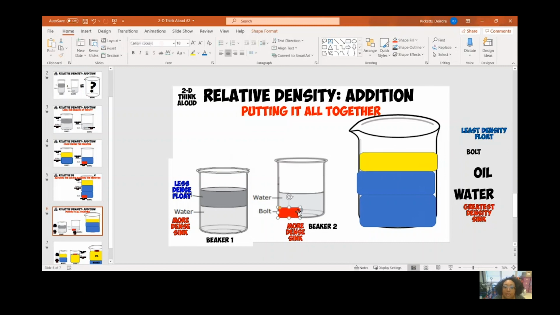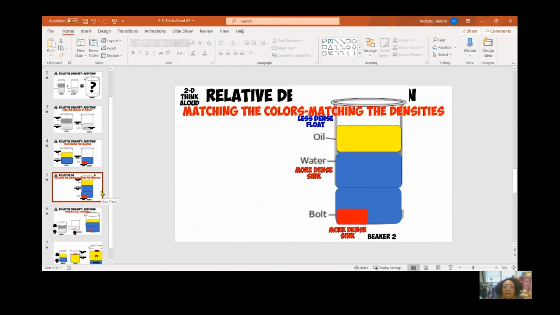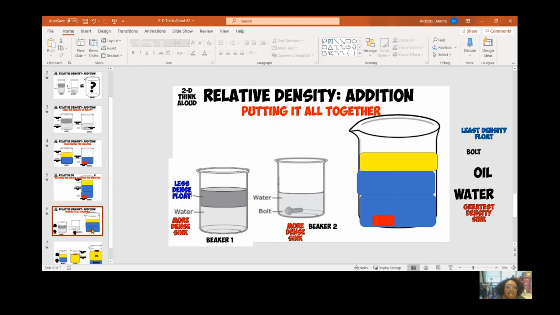Then, of course, I've got to move my bolt over here. And it's going to be on the bottom. See, this picture looks like the picture that we just did on slide number 5. Exact same thing.